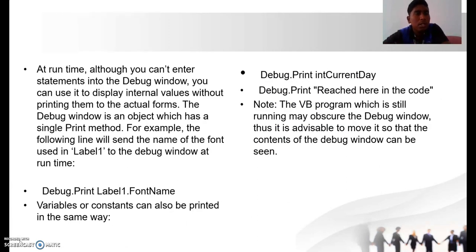Continuing, at runtime you can enter statements into a debug window. You can use it to display internal values without printing them to the actual forms. The debug window is an object which has a single print method. For example, the following line will send the name of the font used by Label1 to the debug window at runtime: Debug.Print Label1.FontName. Variables or constants can also be printed in the same way: Debug.Print incorrect day. Debug.Print like it reached here in the code.